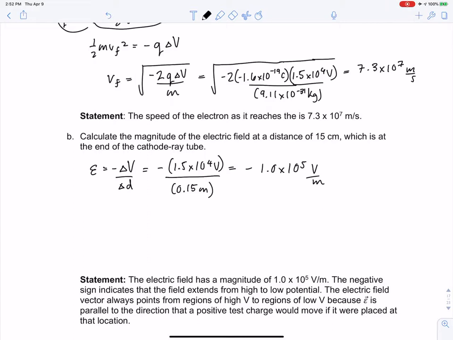Perfect. Therefore, the electric field has a magnitude of negative 1.0 times 10 to the power of 5 volts per meter. The negative sign indicates that the field extends from high to low potential. The electric field vector always points from regions of high potential to low potential because the electric field is parallel to the direction that a positive charge would move if it were placed at that location. All right.